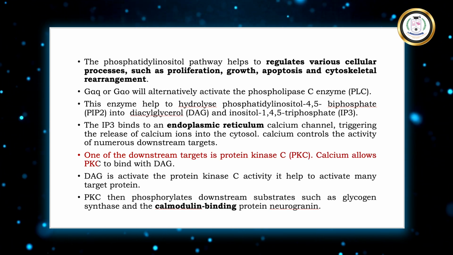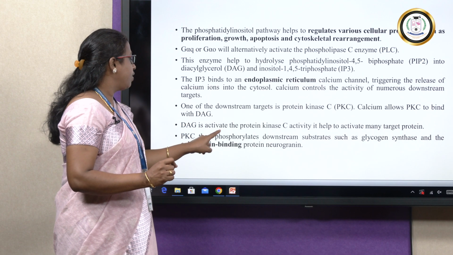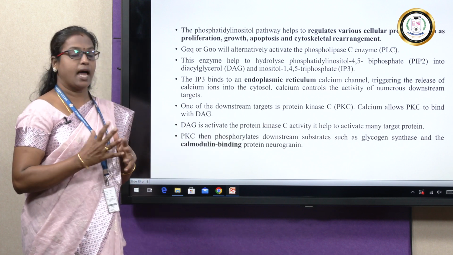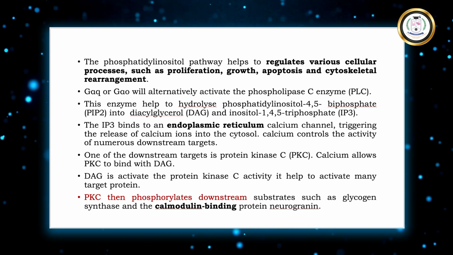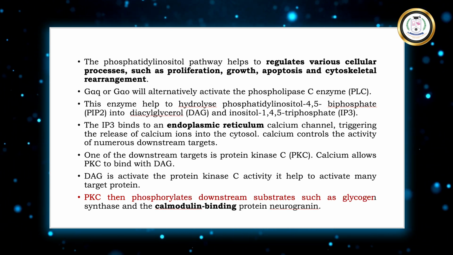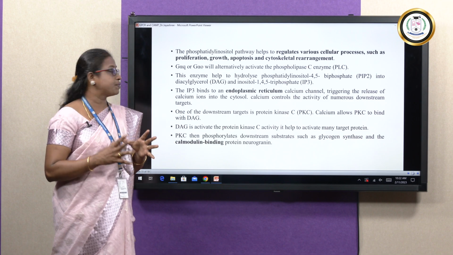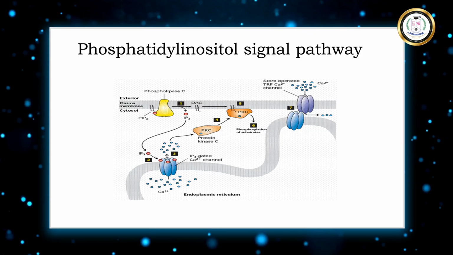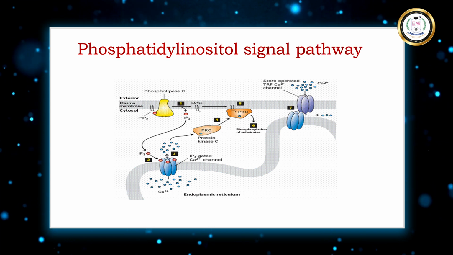Calcium allows protein kinase C to bind with DAG. DAG activates the protein kinase C activity, which helps activate many target proteins. PKC then phosphorylates downstream substrates such as glycogen synthase and calmodulin protein. All these are the important steps in the phosphatidylinositol signaling pathway. This image can explain the phosphatidylinositol signaling pathway more clearly.